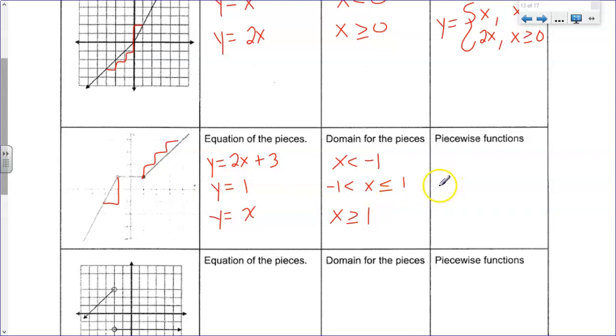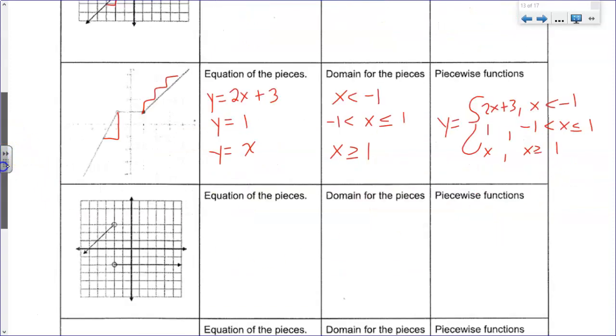Okay, so let's write our piecewise function. So we're going to have 2x plus 3, x is less than -1. y equals 1, and x is between -1 and 1. And then y equals x, and x is greater than or equal to 1.